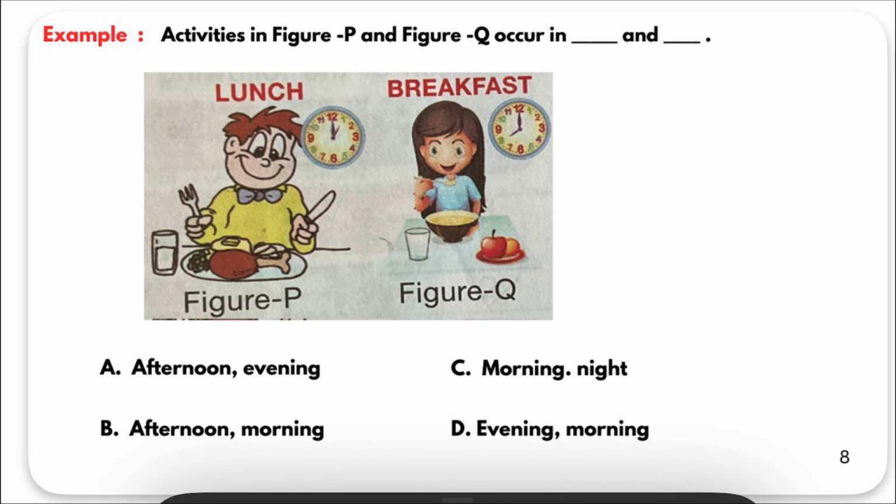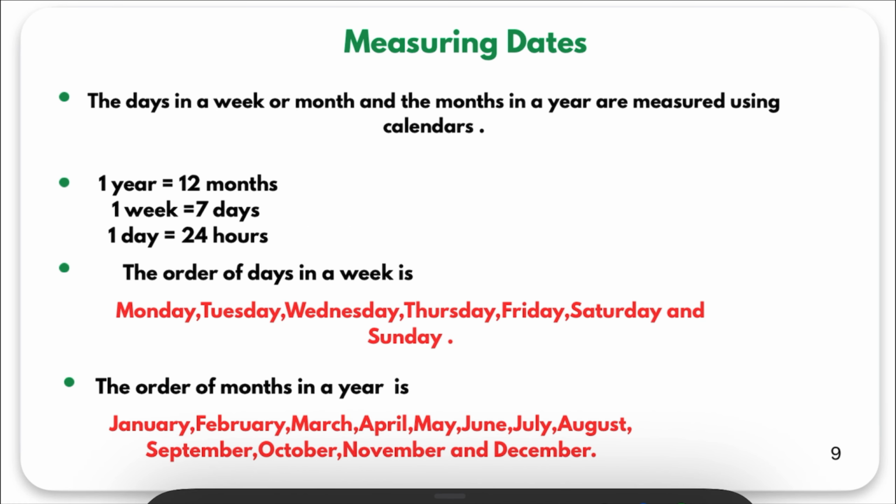So afternoon and morning will be your answer. So which option has afternoon and morning? Option B. So option B is the correct answer. Now let's learn about measuring dates.